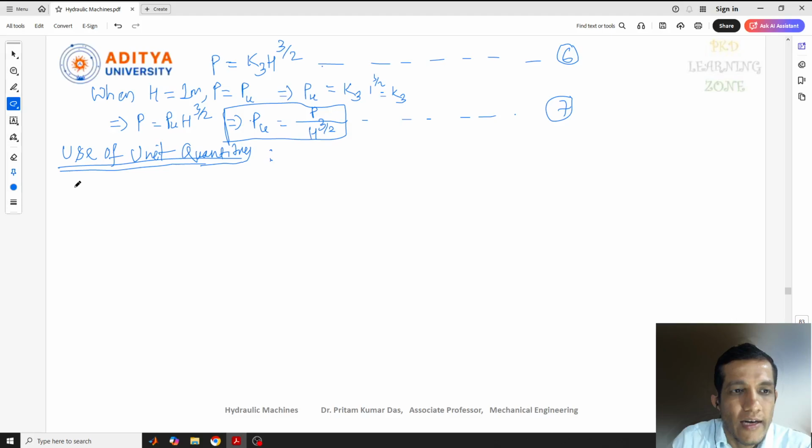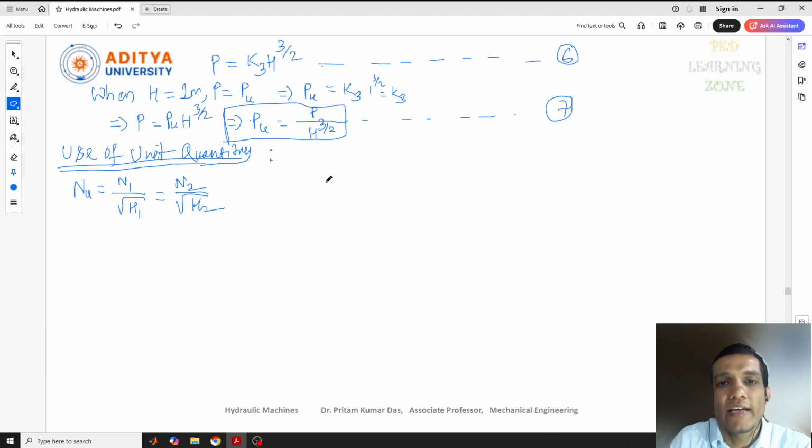The same thing if I tell you, suppose unit speed is there. We know one formula, that is N1. Suppose this is for one head, for the first turbine. So I can write N1 by root over H1. If multiple turbines are there, how do we compare different turbines? I can write this equal to N2 by root over H2. So H1, H2 are the heads under which the turbine is going to work.